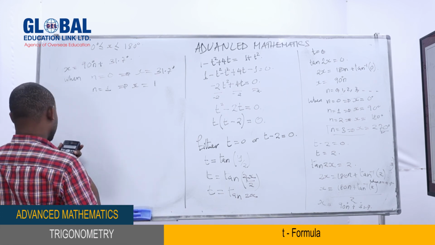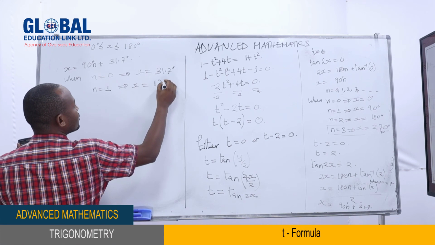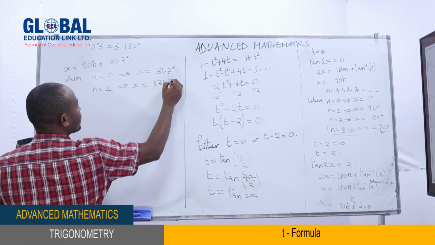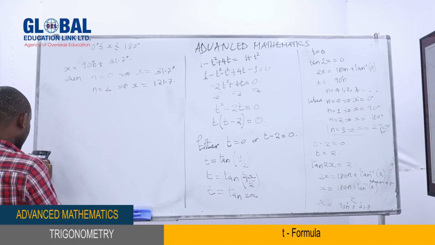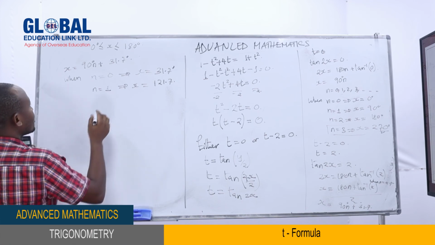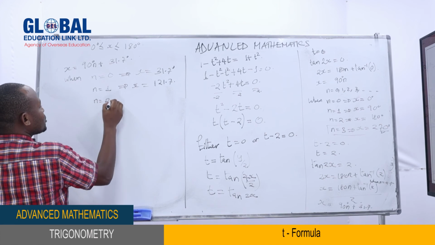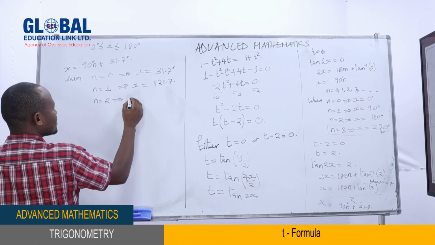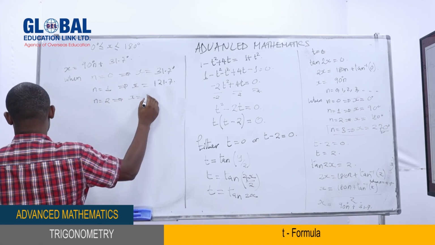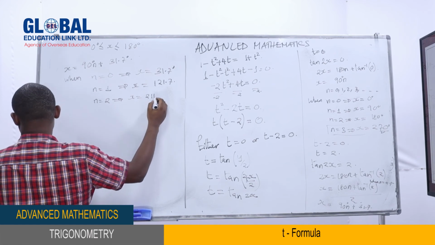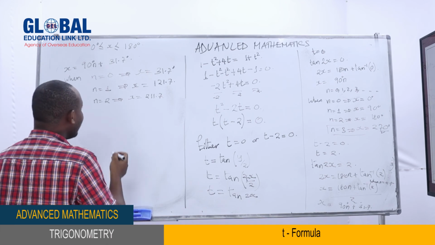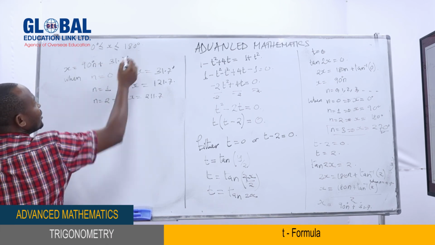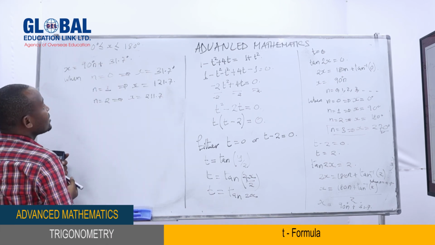That is 121.7. And when n is equal to 2, it implies that x is equal to 211.7 and the numbers. Now remember the solutions range that we were given.